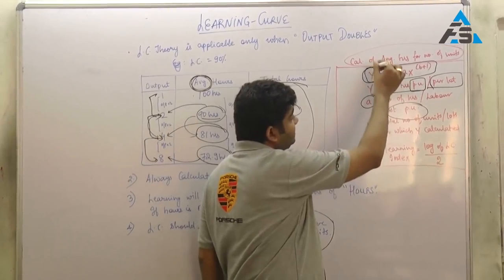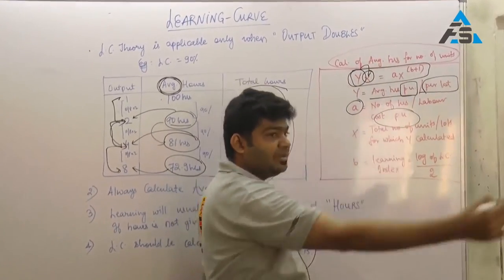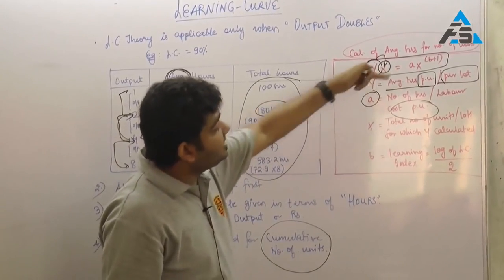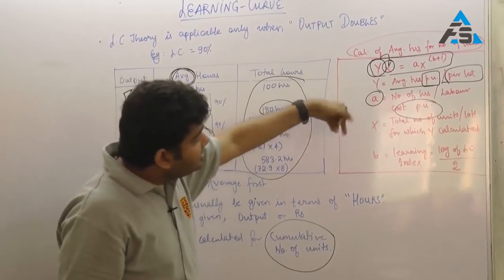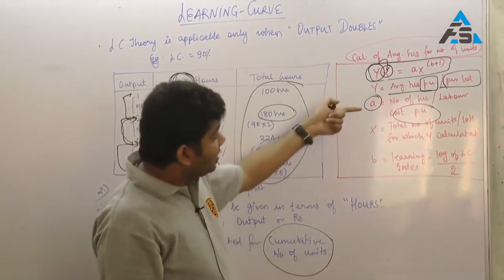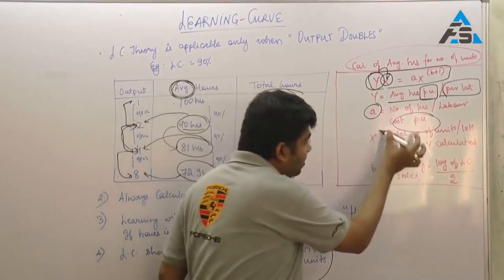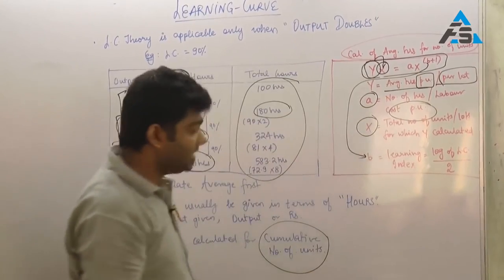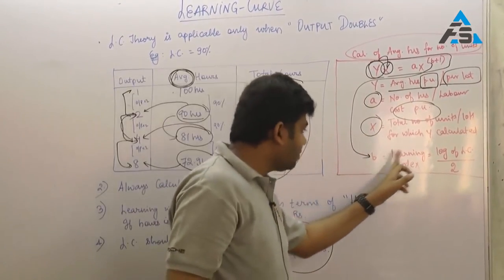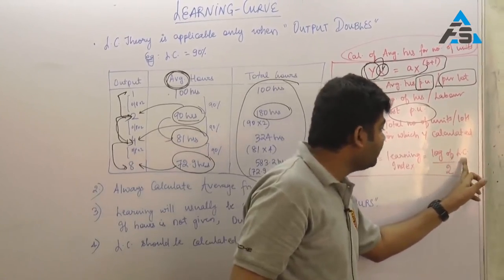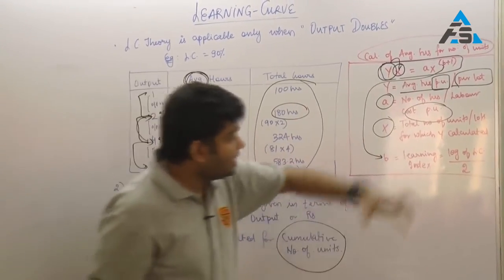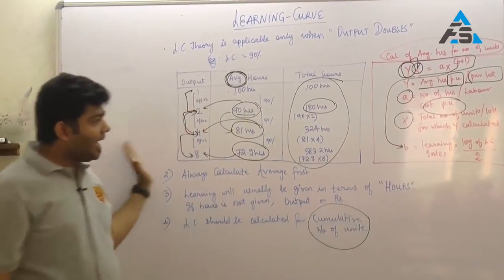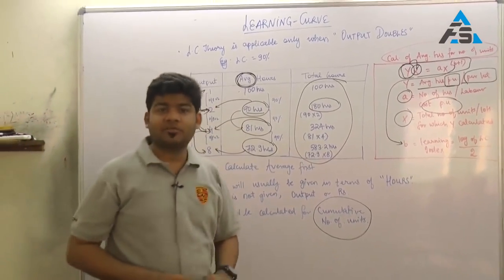So this Y is the average hours for how many units? 20, 30, 40? For how many lots? 5, 10, 15 is my X. Y is the average hours per unit or lot. A is the number of hours taken for the first unit. And b is nothing but the learning index, calculated as the log of the learning curve percentage upon log of 2. When we solve this, we will get the average hours if the output is not doubling, and this almost summarizes the concept of learning curve.